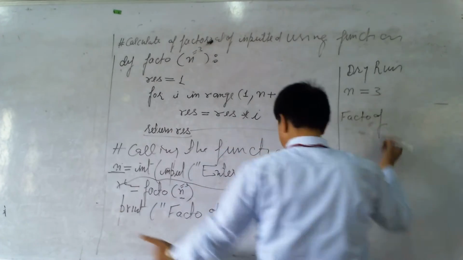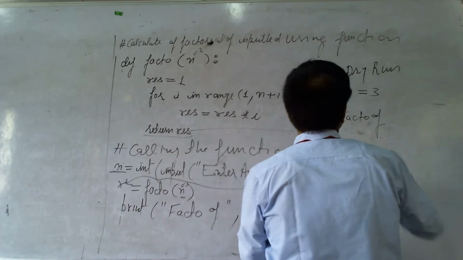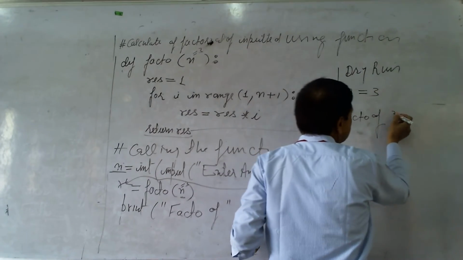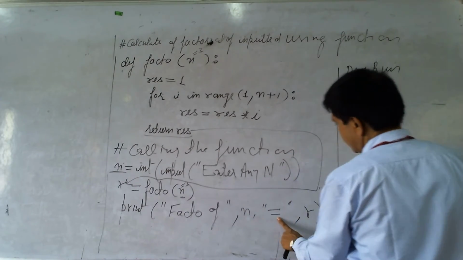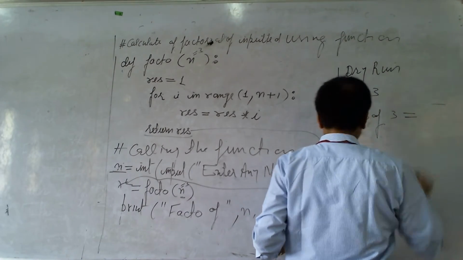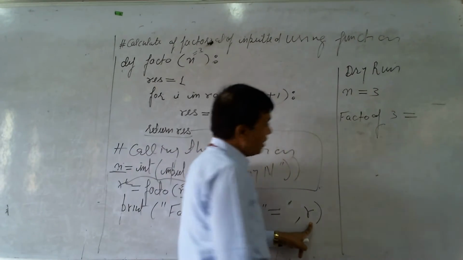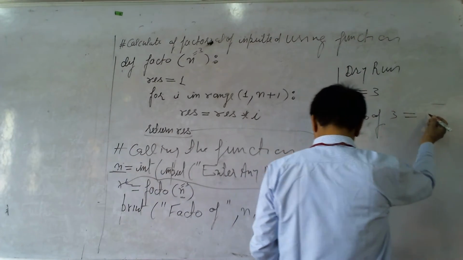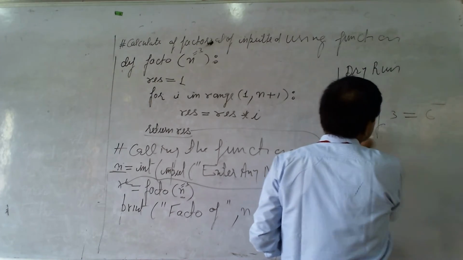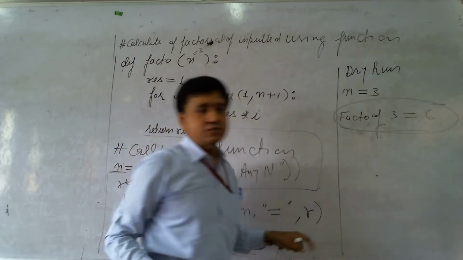After this, the print statement will be executed, which will give you the output: factorial of n, where I have taken n as 3. Then this equal sign will be printed, and the value of r will be displayed on the monitor. This is 6. So this will be the output of this program.